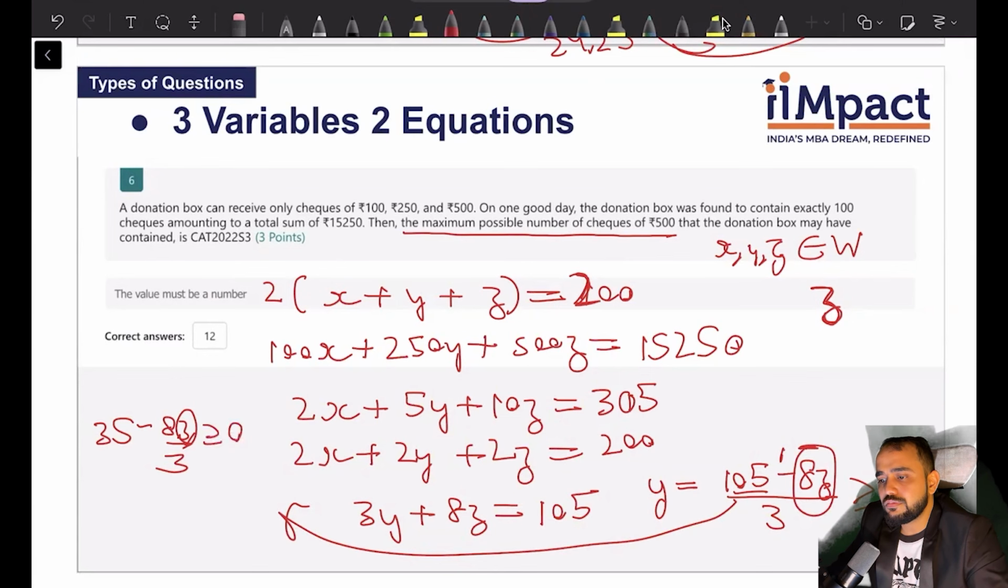So you can take a call here. Let's take z as 9. 9 by 3 is 3. So 3 into 8 is 32. 35 minus 32, it is allowed. If I take z as the next multiple of 3, let me take it as 12. 12 by 3 is 4. 4 into 8 is 32. So 35 minus 32 is greater than or equal to 0. So after this point, you can guess the value.